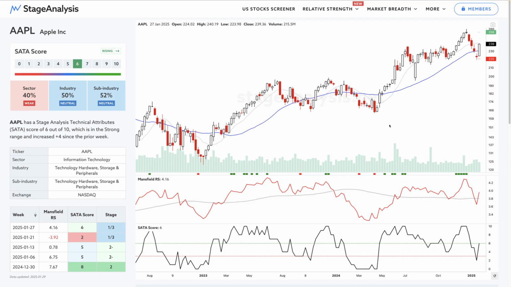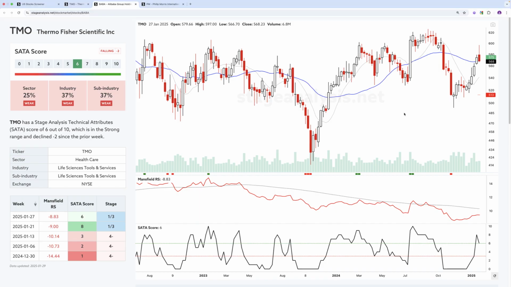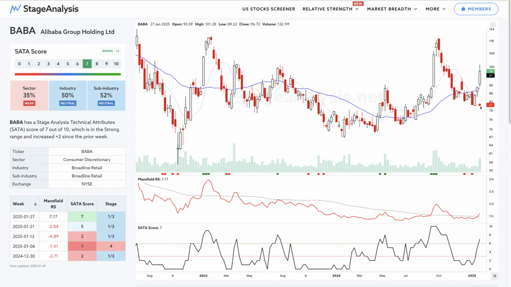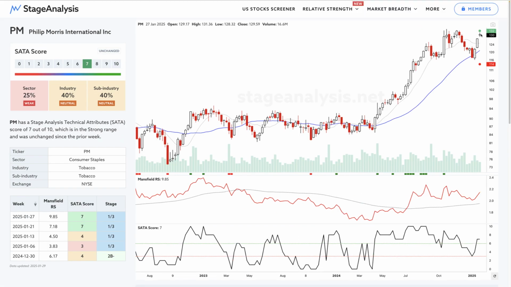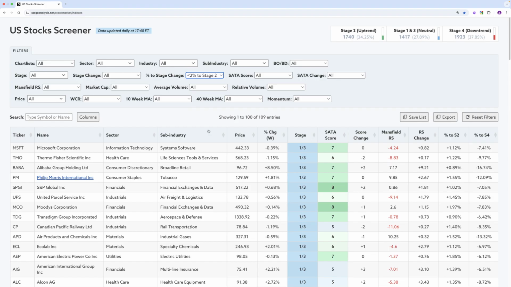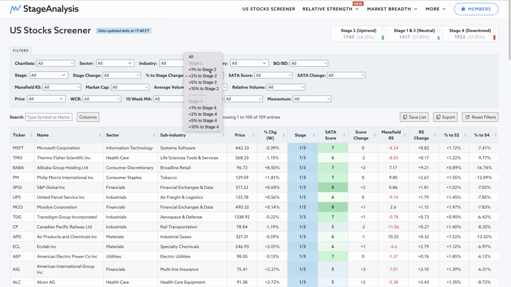So if we close that, come back, that's the one. So Baba, for example, here, just sitting right around its stage 2 level. So you can see from these scans, you can get really close up into them if you want, like less than 1%.